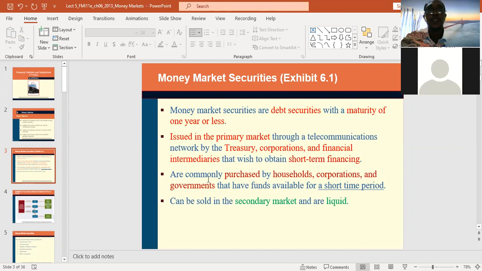This security is commonly purchased by households. So households means investors that want to invest their money for some time. So it could be households, it could also be companies or government. These people have funds available for a short time period. That is, instead of keeping the money in Maybank or CIMB, for example, where the interest rate is very low, they can decide to put it in the money market so that they can earn a slightly higher rate than putting the money in Maybank or CIMB without getting much additional money on their savings.